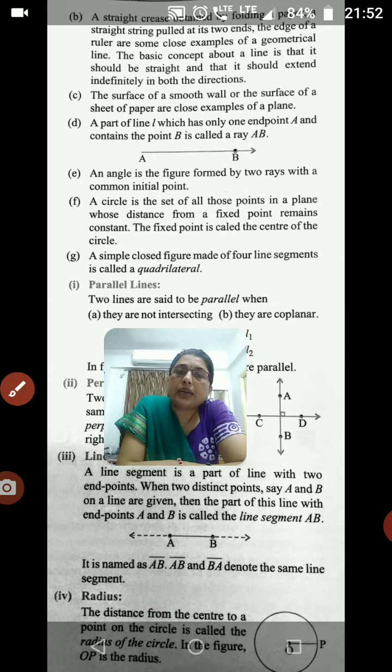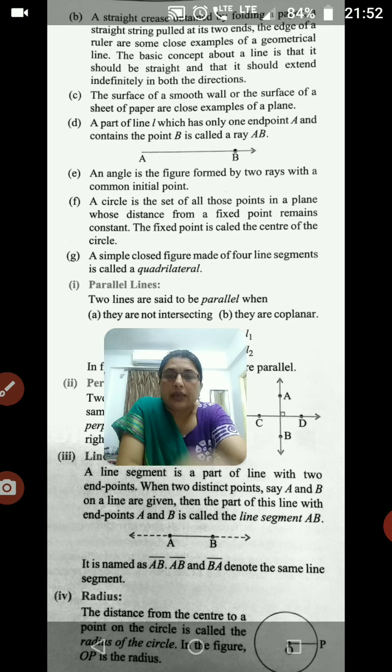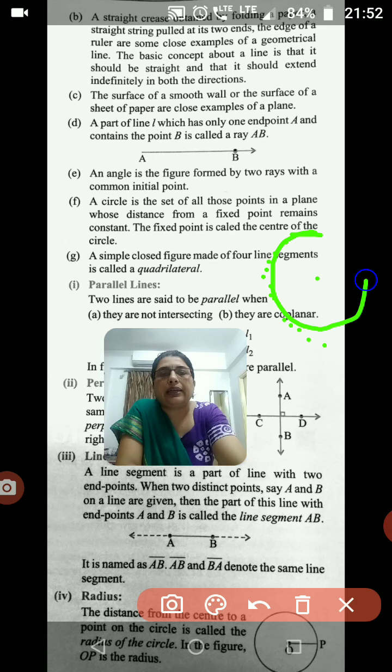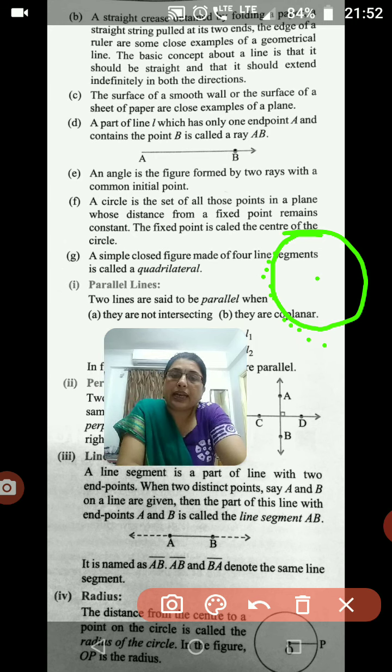Next is a circle. A circle is the set of all those points in a plane whose distance from a fixed point remains constant. The fixed point is called the center of the circle. For this, if a point is here, and at 1 centimeter I have some points, and if I join these points, then I will get a circle. So we can say that a circle is a collection of points equidistant from the center. This way also we can define it.